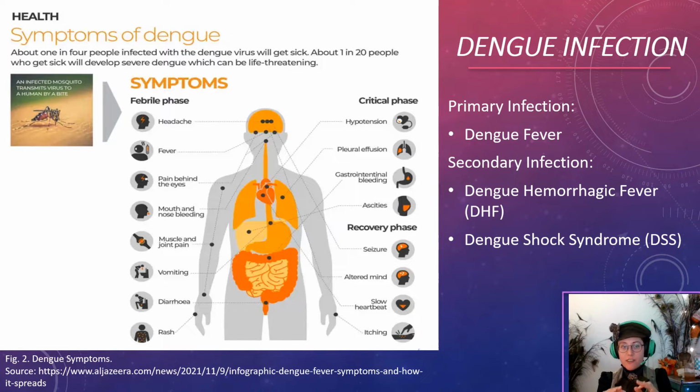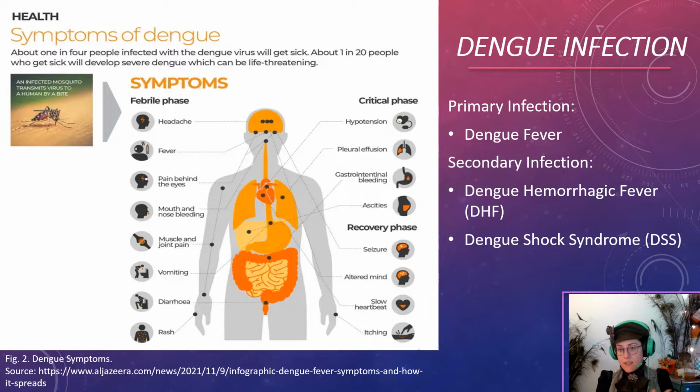Having too great of a vascular permeability, though, will result in dengue shock syndrome, and this is a form of hypovolemic shock that causes reduced peripheral perfusion, so blood flow to your extremities, leading to tissue injury and multi-organ failure. This is where you get the bleeding coming from your mouth and nose, bleeding of your gastrointestinal system, and this is usually where people die a lot.